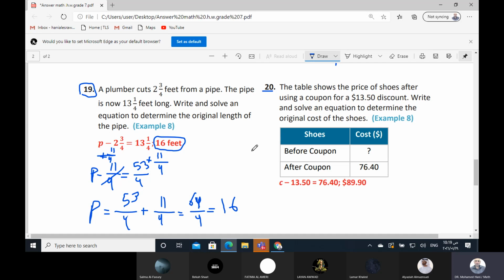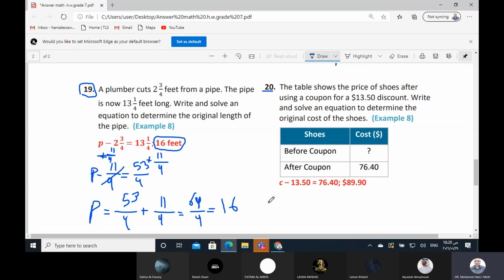Okay, great. As you see here, we have a table. We have the shoes and the cost. So here, before coupon and after coupon. Before coupon, we don't know the cost. But after coupon, we know the cost, 76.40. Now go back to exercise number 20. The table here shows the price of shoes after using a coupon for 13.50. After, but we don't know the before. We don't know the before.